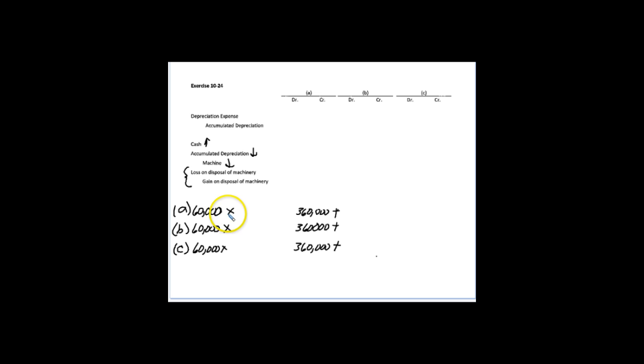In situation A, there's a fire that took place on August 31st. At the end of August, that would give us 8 out of 12 months of depreciation. So 60,000 times 8 twelfths would be depreciation expense of 40,000. We would record that in our journal entry. Now that means we're increasing accumulated depreciation by 40,000, so accumulated depreciation will have a balance of 400,000.